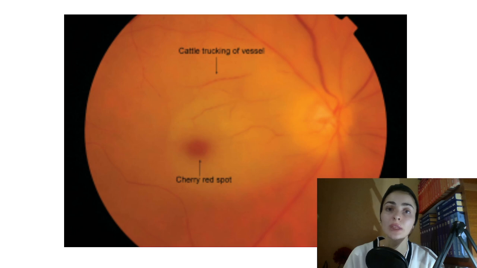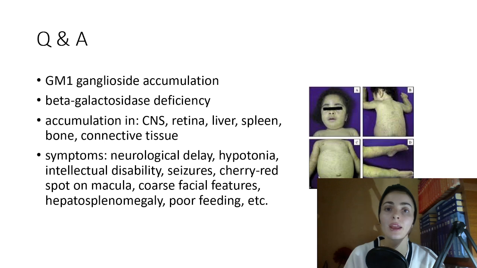The ones that we are describing now are sphingolipidoses. At the end of the PPT, we will also describe two of the mucopolysaccharidoses. Sphingolipidosis is accumulation of sphingolipids, different sphingolipids, and mucopolysaccharidosis is accumulation of mucopolysaccharides.